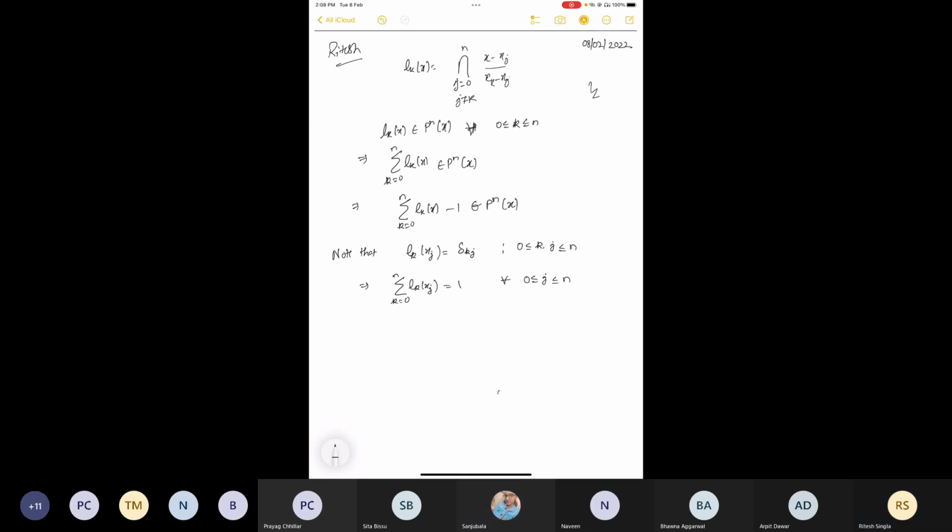So for the time being, instead of writing f of x, let me write p of x. So this implies p of xj is 0 for all j between 0 and n, right? So basically p is a polynomial of degree n having n plus 1 zeros. What does this mean? Zero polynomial. P is equal to 0, or we can say summation Lk of x is equal to 1. Are we good?